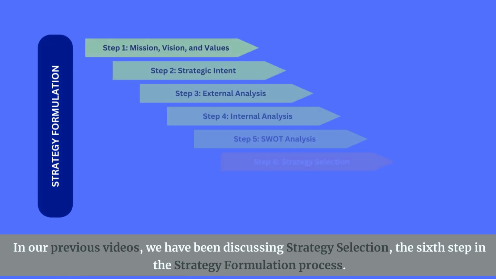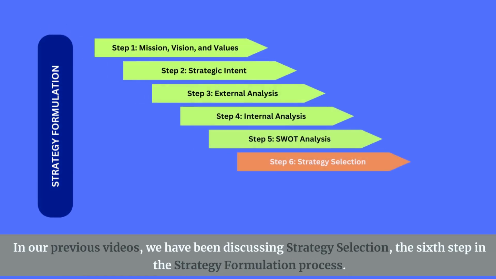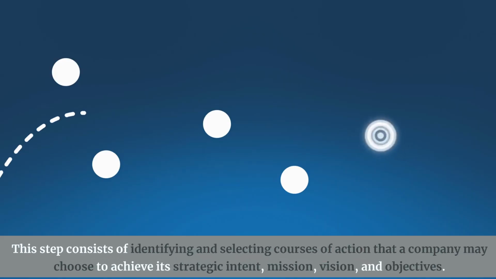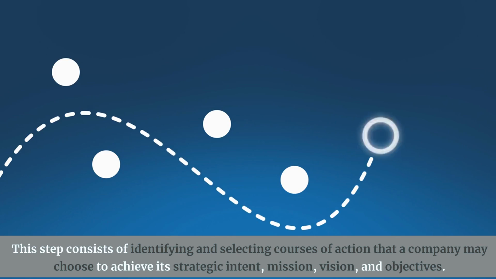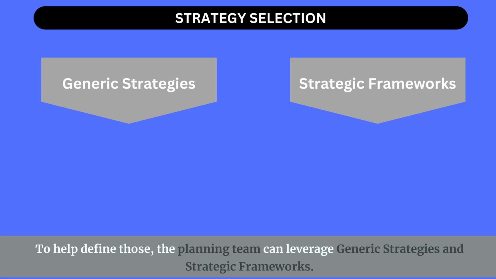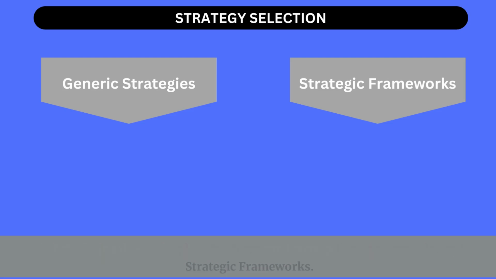In our previous videos, we have been discussing strategy selection, the sixth step in the strategy formulation process. This step consists of identifying and selecting courses of action that a company may choose to achieve its strategic intent, mission, vision, and objectives. To help define those, the planning team can leverage generic strategies and strategic frameworks.